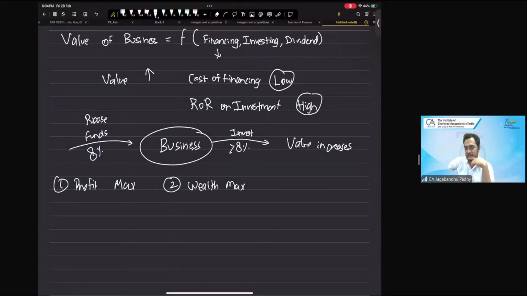Profit maximization and wealth maximization. What should be the objective? As a finance manager, should you be looking at profit maximization or wealth maximization? Of course, it has to be wealth maximization and not profit maximization.